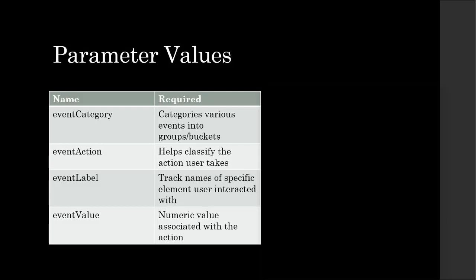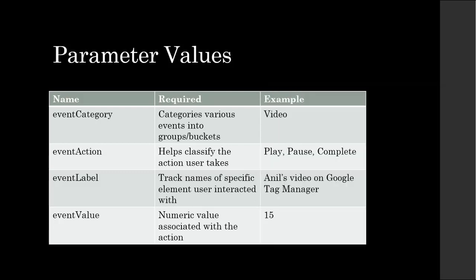For example, if you're trying to track a video, in that case, your event category can be video, and event action can be play when the user plays it, pause when the user pauses it, complete when the video completes. So there could be 3 different actions depending on the state that the user is in. And then the label could be the name of that video that's playing. And for the value, you can pass in the number of minutes of the video that was watched.